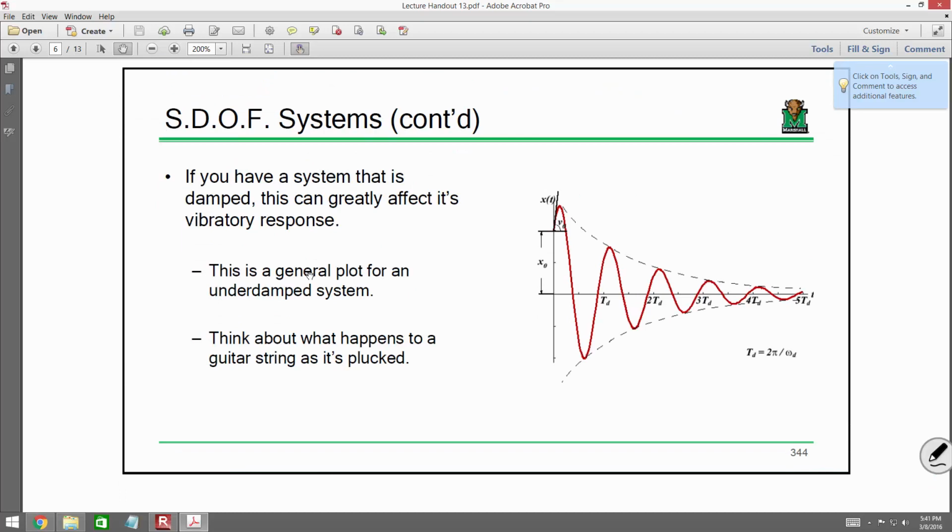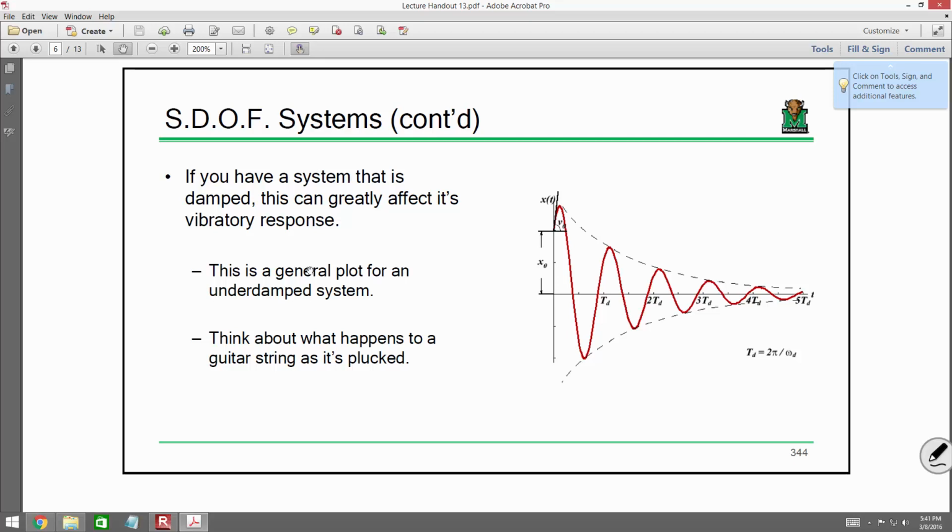Now, again, if you do have a system that is damped, and I could go on with this, there are three classes of damping: critical damping, overdamped, and underdamped. This is an underdamped system, which is the most common. If you have a system that is damped, it will affect your response. Again, go back to that guitar string. Pluck it, and it will die out over time. This is what happens to a damped system.